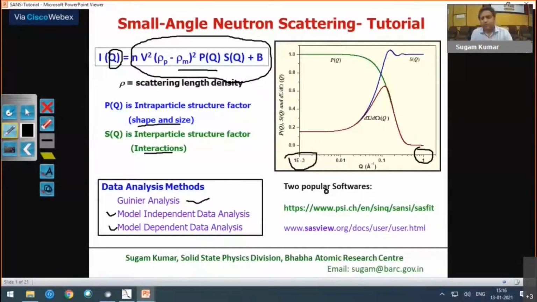Two popular software packages to do all these three data analysis methodologies are, one, SASFit, which is very popular. This is the link for downloading SASFit. It is free software. The other is SASView. SASView is also free. One can download and easily use them. Both are quite good, containing a lot of models and easy to handle. One can choose based on their own preference.